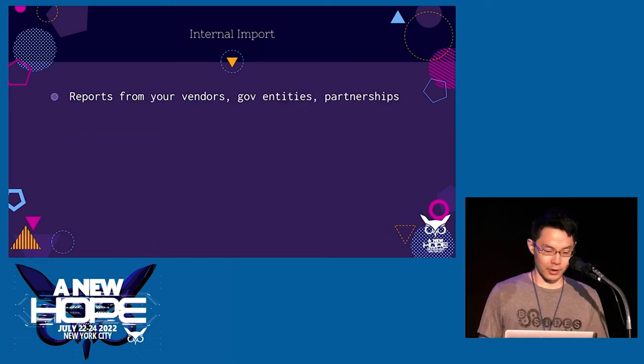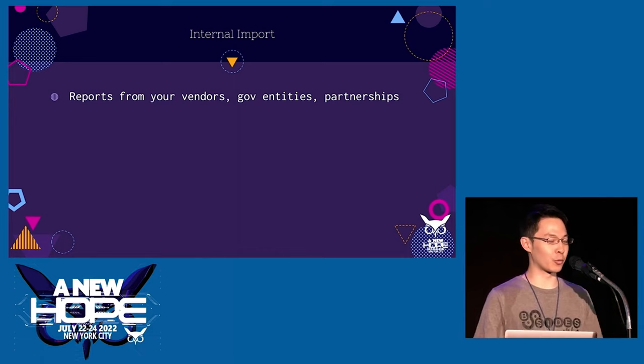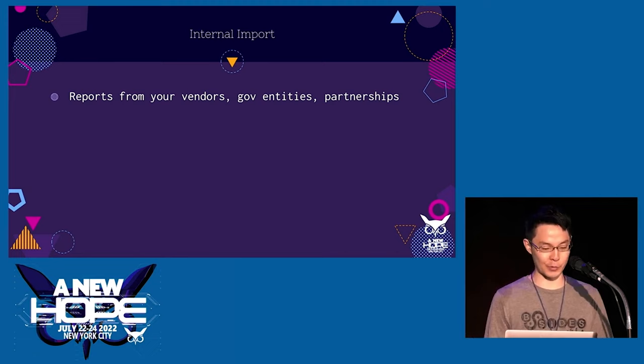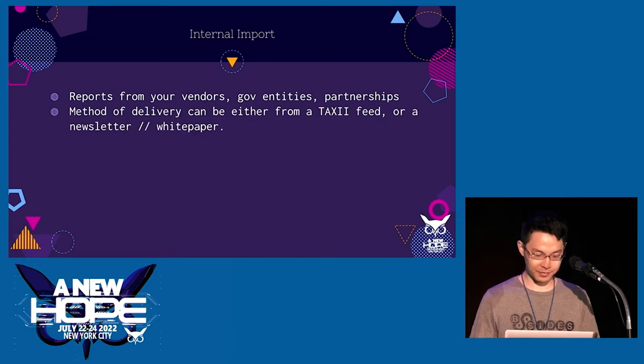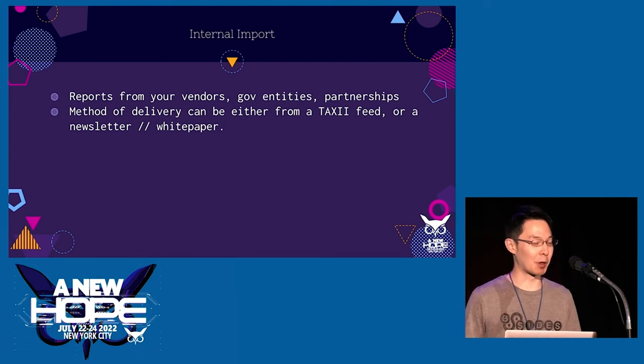So internal imports, it's the importance of the import of reports from your vendors, from your government entities, from partnerships. If CrowdStrike, Mandiant, or FireEye are sending you reports about threat actors and things like that, and you want to keep track of it, you don't want to print it out and leave it to the side or file it in a file cabinet. Just put it on OpenCTI. It'll be your file cabinet for you. Whether it be from a TAXII feed or a newsletter or a white paper, it'd be able to store it.